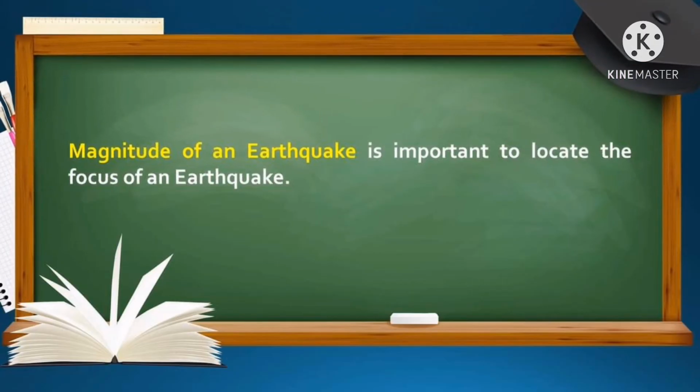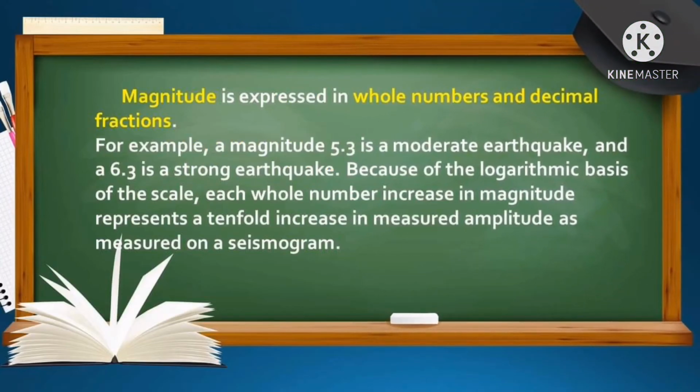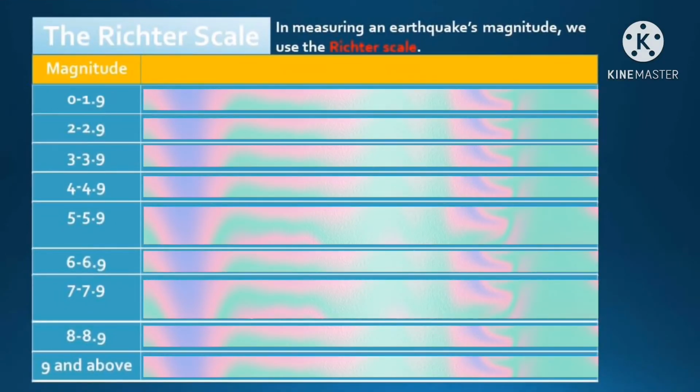Magnitude of an earthquake is important to locate the focus of an earthquake. Magnitude is expressed in whole numbers and decimal fractions. For example, a magnitude 5.3 is a moderate earthquake and a 6.3 is a strong earthquake because of the logarithmic basis of the scale. Each whole number increase in magnitude represents a tenfold increase in measured amplitude as measured on a seismogram. Here is the Richter scale. It is used in measuring an earthquake's magnitude.